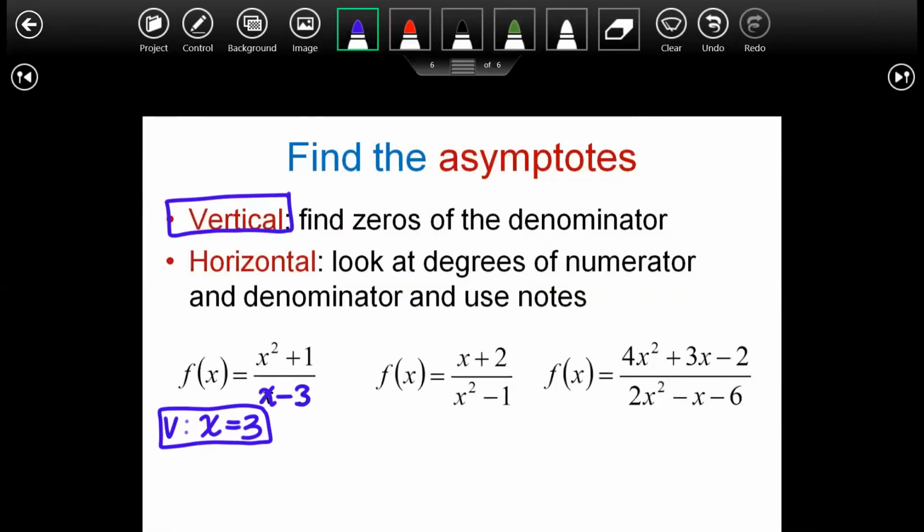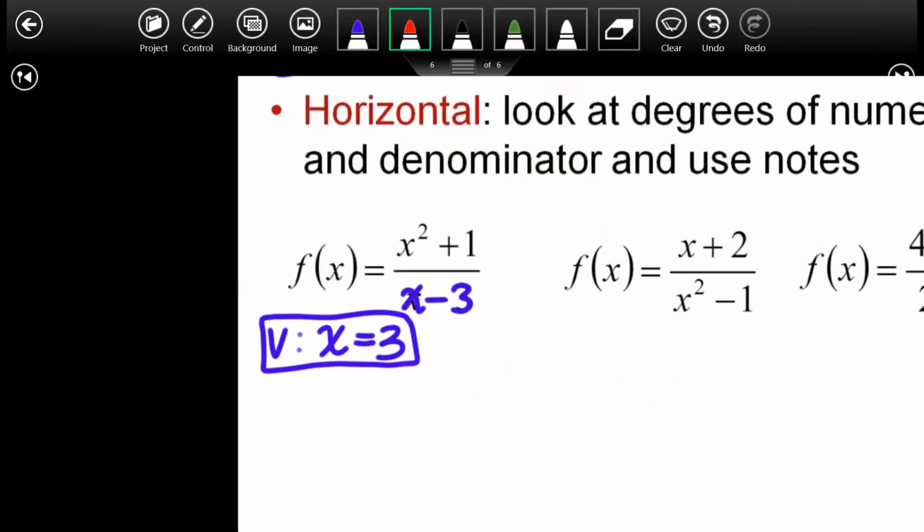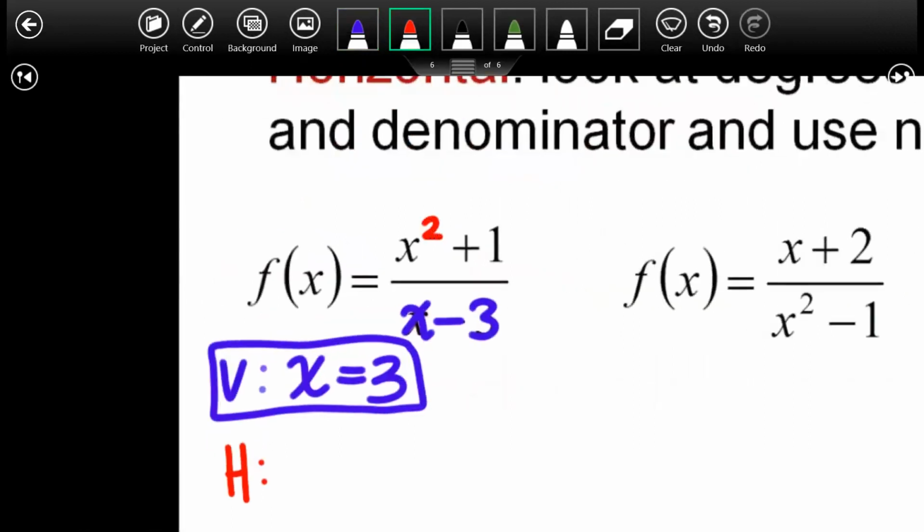If we do this type of function, looking at this example, we're going to do the horizontal now. Horizontal deals with the degrees of our polynomial. Looking at this one, what do we have? We have 2 over 1. What type is this? What kind of category? It's large over small, so that means I'm going to have what? A slant. So I'm just going to put a slant for this one. We are going to find out what a slant means, but just put slant for the time being. We have a slant asymptote for this.